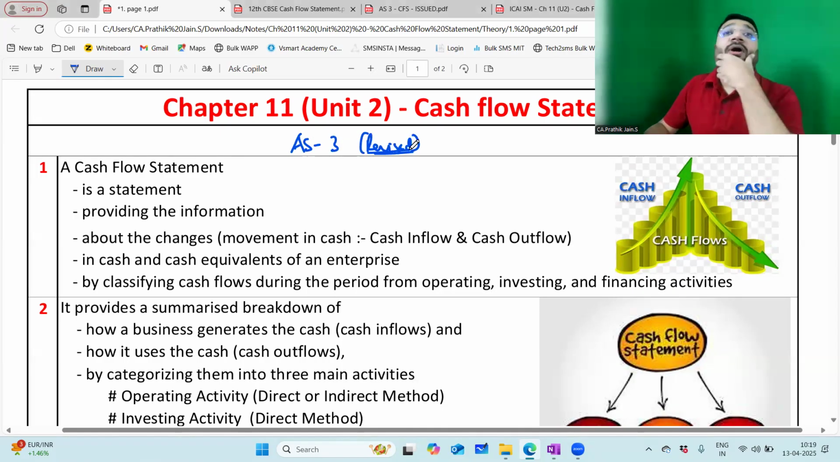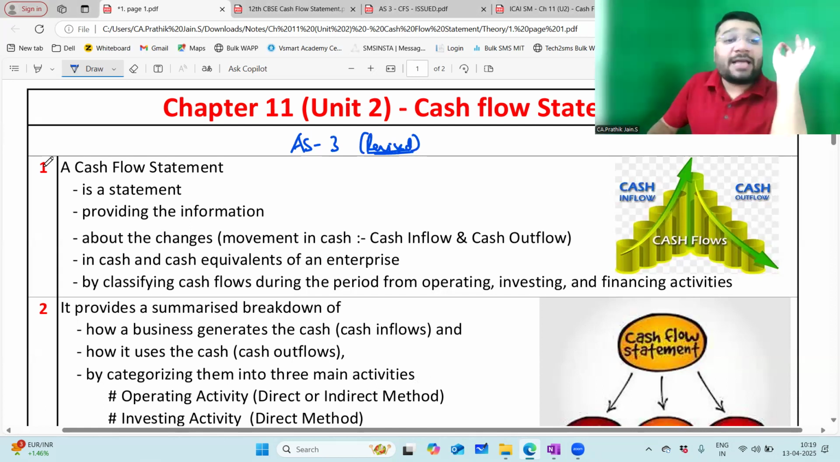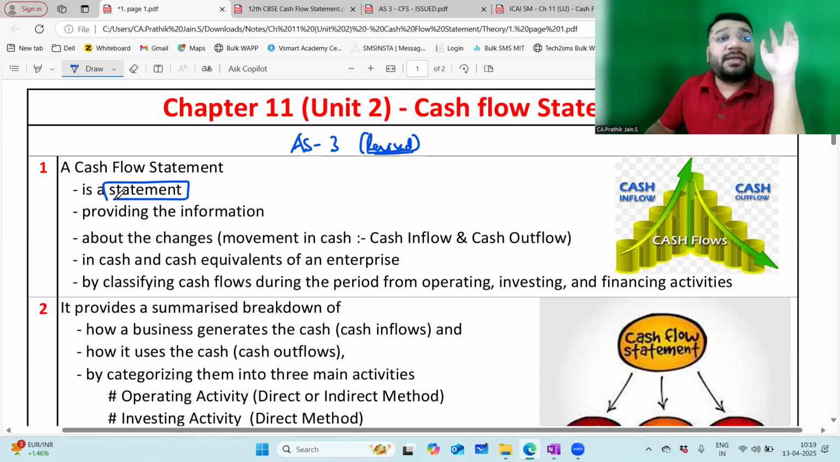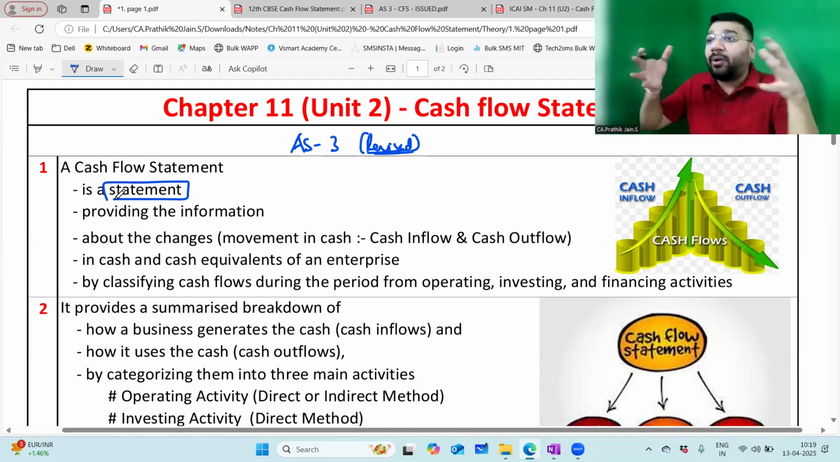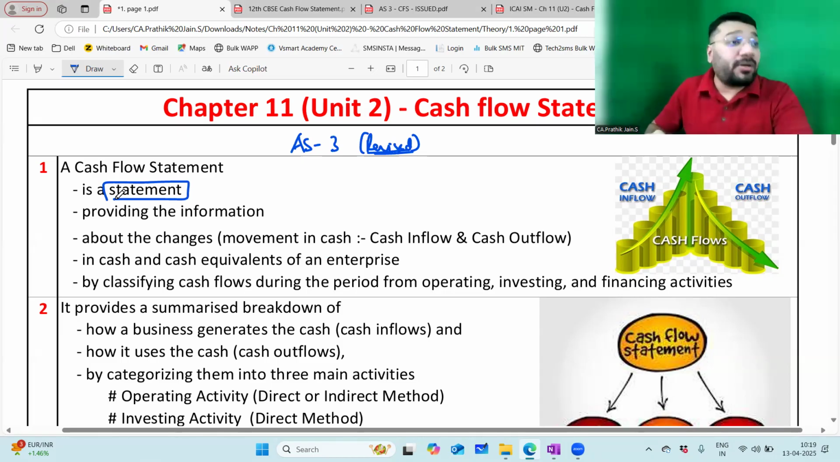Sir, what is the meaning of cash flow statement? First of all, cash flow statement is a statement. It is not a part of the accounting process, meaning the preparation of the journal and ledger. No, it does not fit into that process. It is a job to be done after the preparation of the final accounts. So, cash flow statement is a statement, first of all.